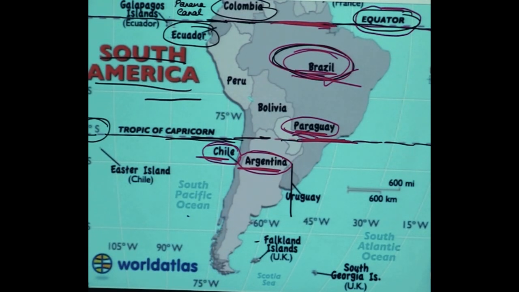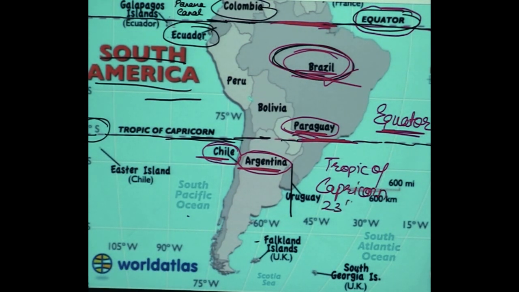So in regards to latitudes for this continent, I take it to be 2. 1 equator, 0 degrees latitude that divides our globe into 2 equal parts, and the Tropic of Capricorn, that is 23.5 degrees south.